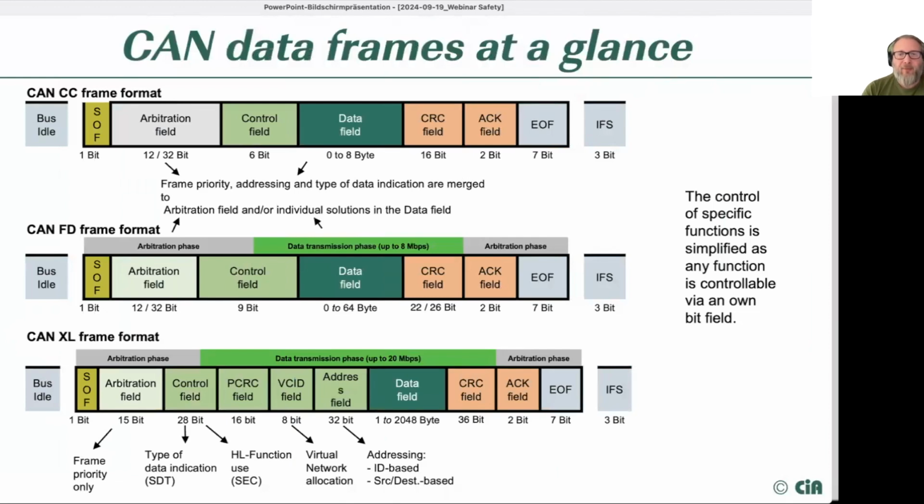And if we look at the data frame format of the 3 generations of CAN, from CAN CC over CAN FD to CAN XL, we always see the same general principle. We have an arbitration field, which is used for priority and addressing. And we have our data field, which originally in CAN CC can contain between 0 and 8 data bytes. With the release of CAN FD, we are using the same structure, except that the data field can now contain up to 64 bytes, and we can increase the data rate of the data frame.